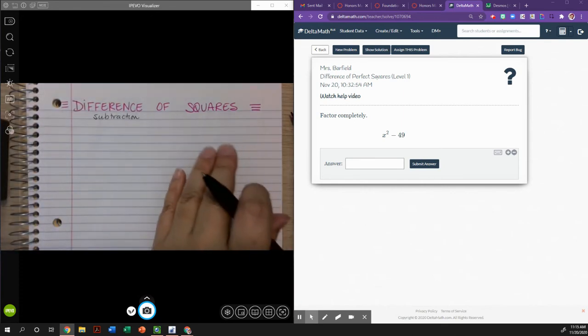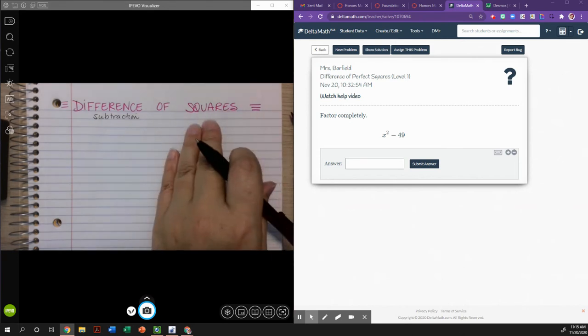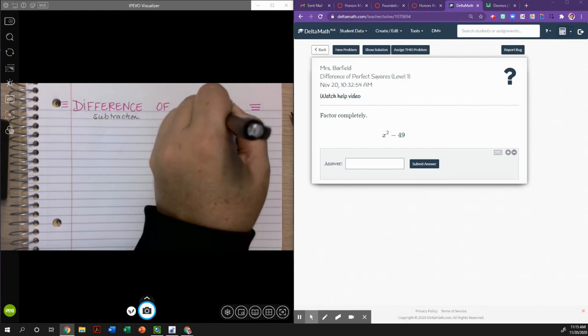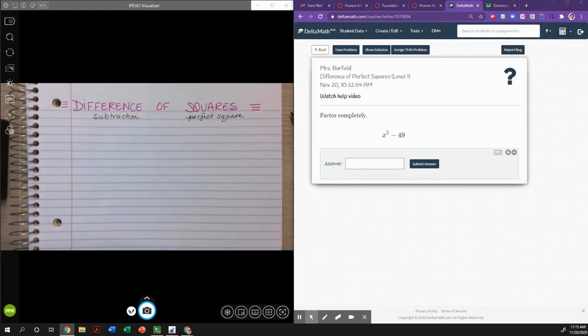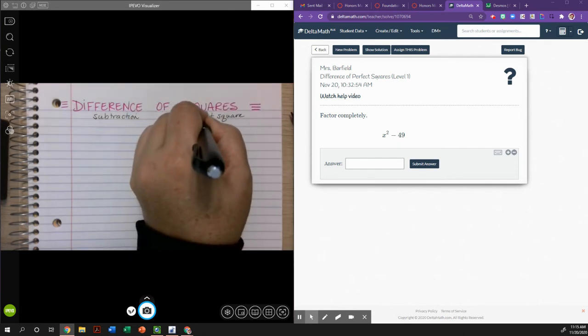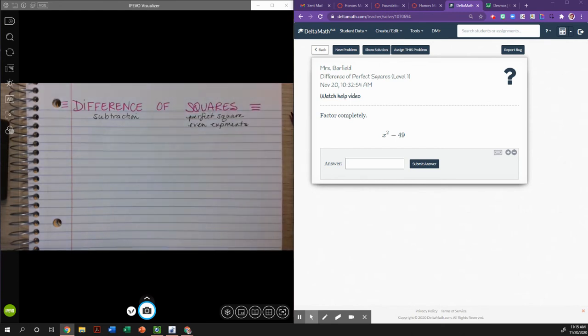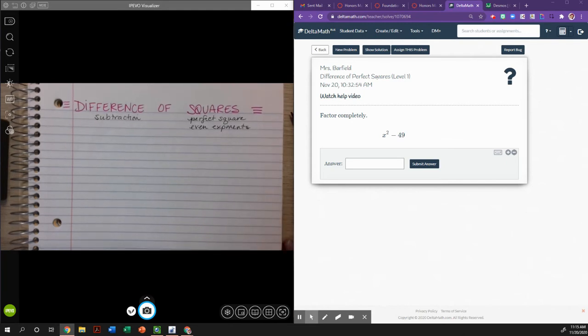So you can look over at my problem here. It's a subtraction problem. And squares, you want to be thinking about perfect squares. So like 100 is a perfect square because the square root is 10. 36 is a perfect square because the square root is 6. And even exponents because you can divide by 2. Okay, so those are the kind of things that should pop in your head when you ask yourself, do I have a difference of squares? Is this kind of problem a difference of squares and what can I do with it?